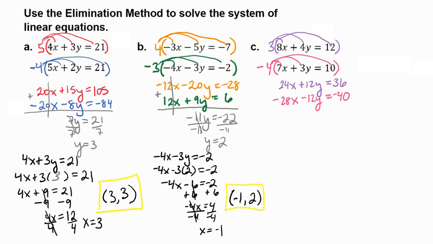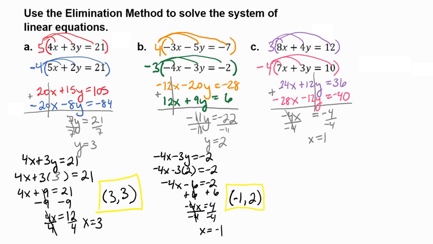And from here, we can go ahead and we can add those. So we're going to get negative 4x. Our y's are going to cancel out just like we planned, and we're going to end up with a negative 4. So we'll solve for x by dividing by negative 4, which will give us x equals 1.